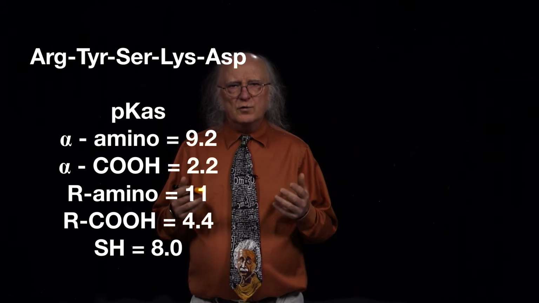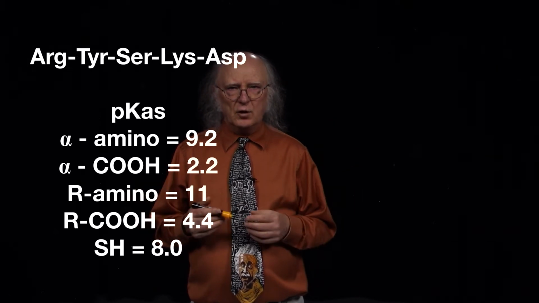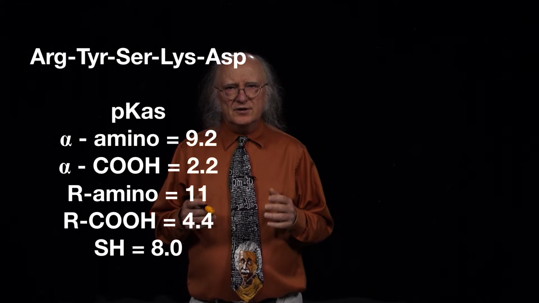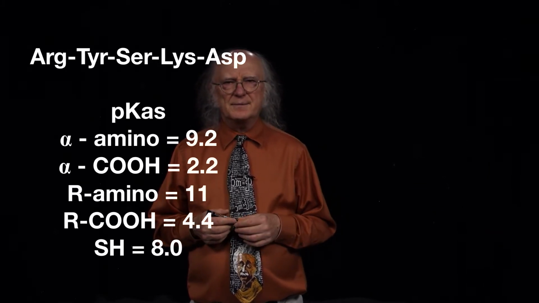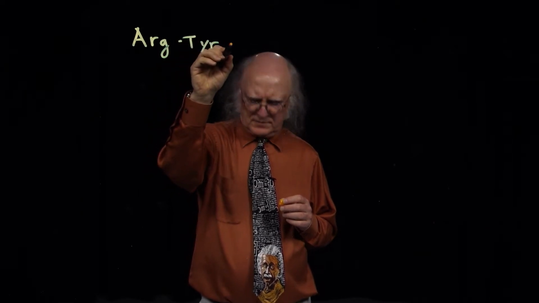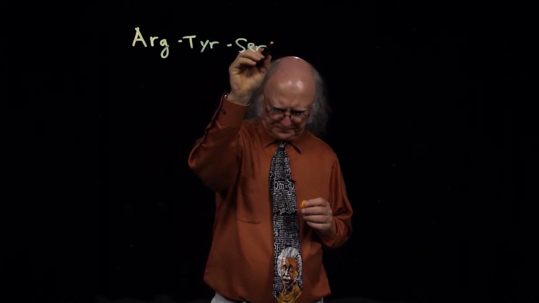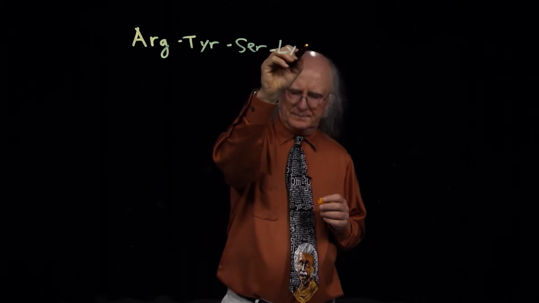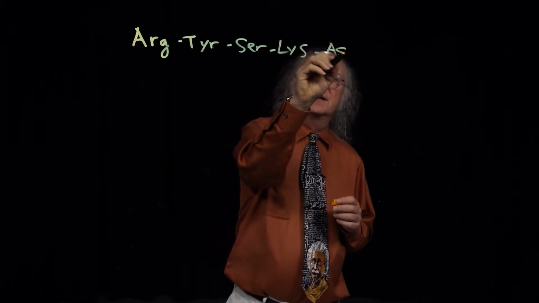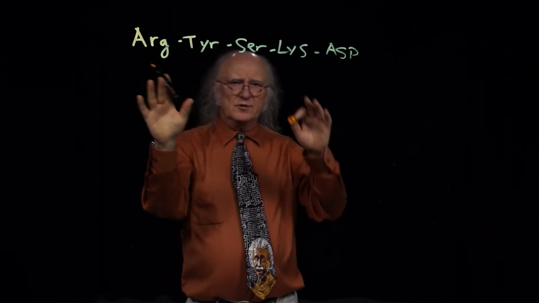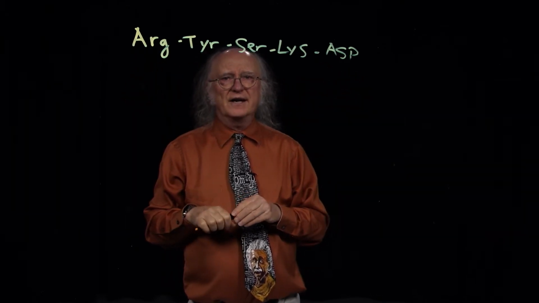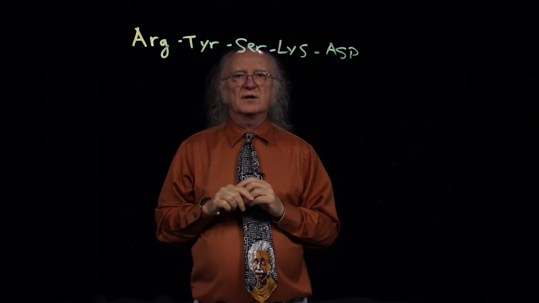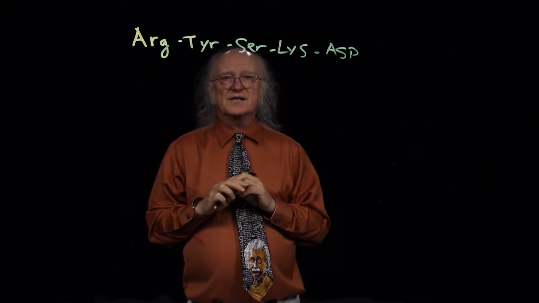So whenever you go to work through predicting charge of a polypeptide, you need to do things pretty much in the steps that I'm going to show you. Okay, so here is the sequence of that polypeptide. So we had arginine, we had tyrosine, serine, lysine, and aspartic acid. Now, I don't expect that you're going to memorize those abbreviations, and on an exam I would give you the full names, but I'm just abbreviating here so as to save space.